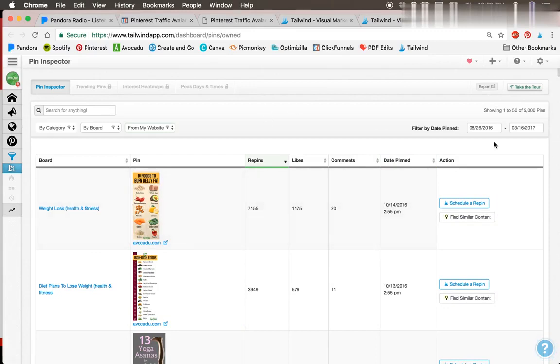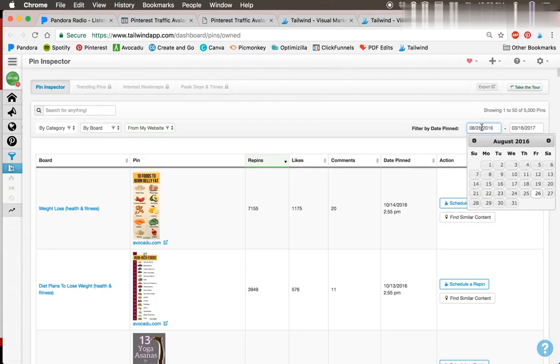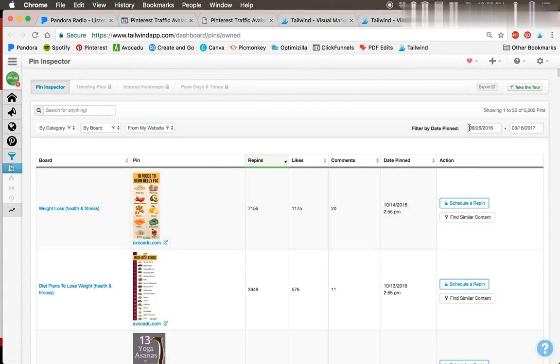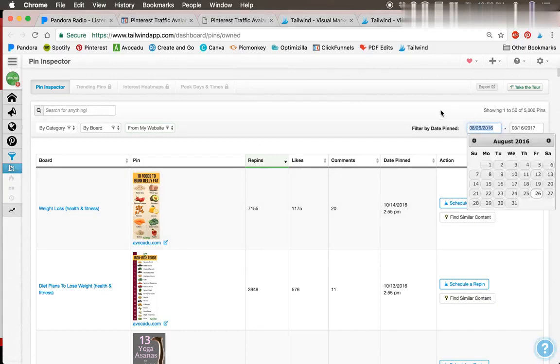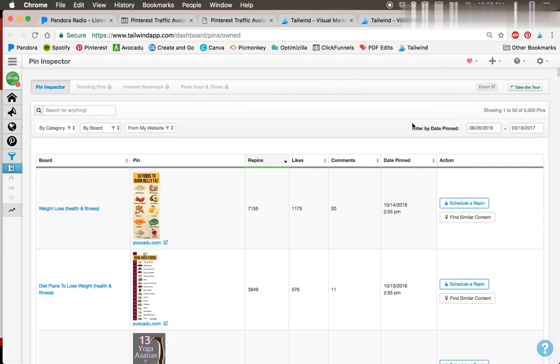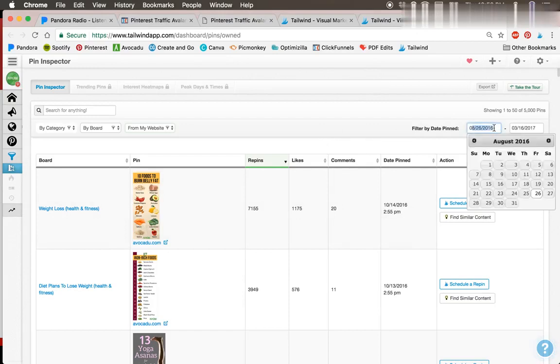But keep in mind that this is only by the date pinned of 8/26/2016. It does not show you any data before that. Even if you change this month to earlier than that, it will not show you any data before that time period. I'm not sure why that is. It may be that you have to upgrade, but I haven't ever seen anything that's told me that. So it may just be that that's the only date range that you get content for. So keep that in mind. It does not show you the data for anything before this first date right here.